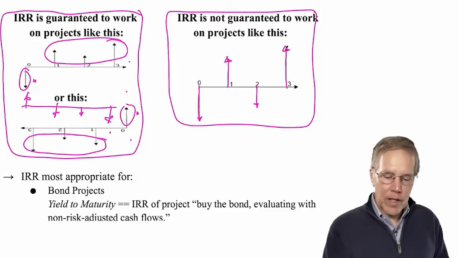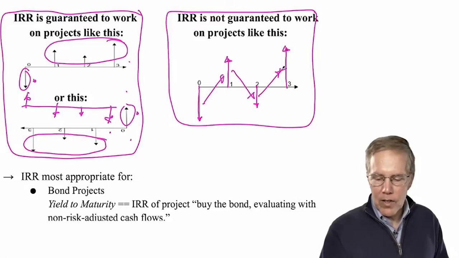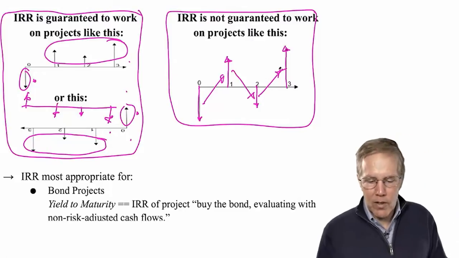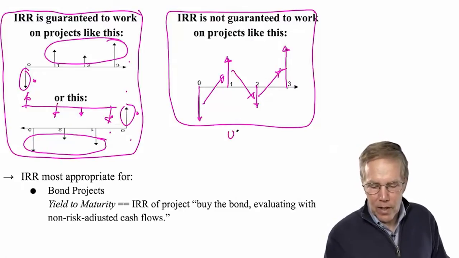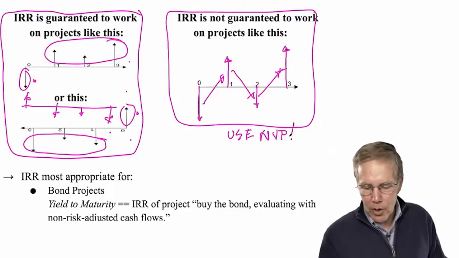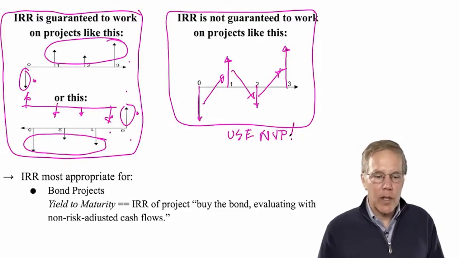So they have positive and negative cash flows throughout the project, and mathematically we can't say anything about the math required, or the numerical methods required to solve these. So in a case like this, use NPV. Why? NPV always works. NPV is the word and the light and the way.